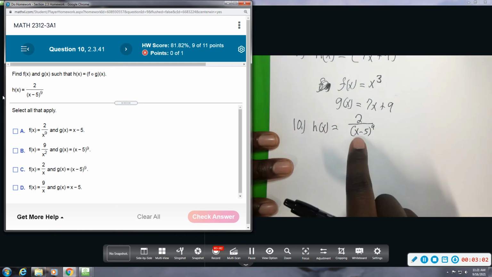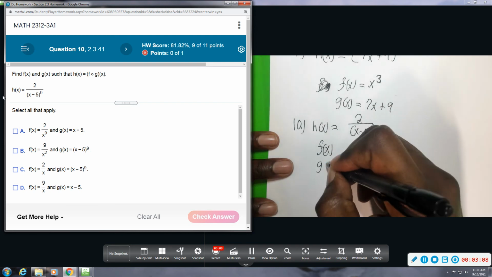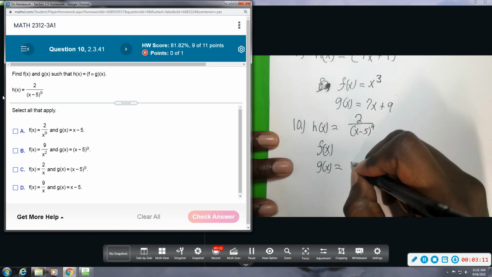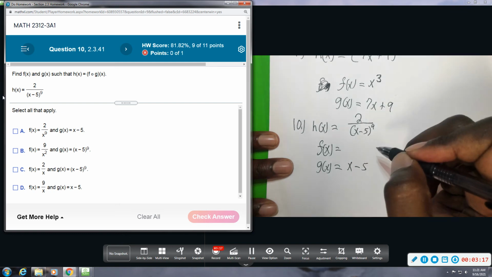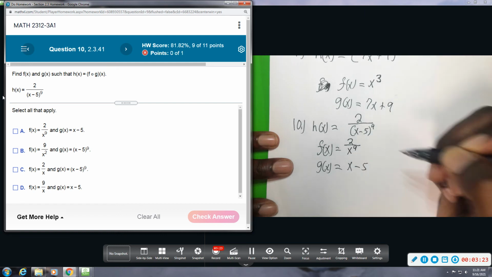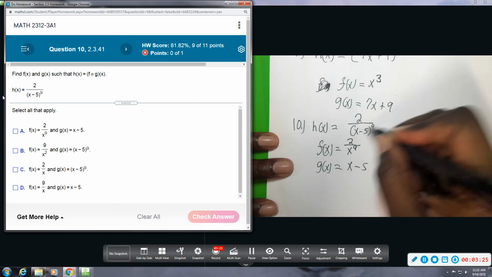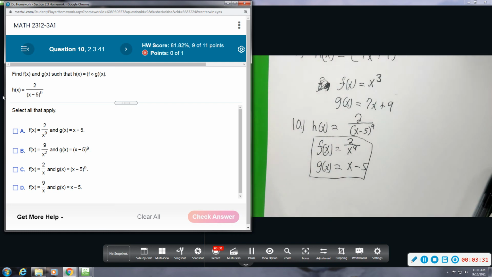Again, I have this inside part, x minus 5, so I'm going to let that be my g of x. Then I'm going to let everything else, replacing that with an x, be my f of x. So I have 2 divided by x to the 9th. If I were to take this and plug it in for x, I would in fact get that. So this is one possibility for the decomposition, and it looks like that matches with answer choice A. Then we can look at the other ones and see if they work.